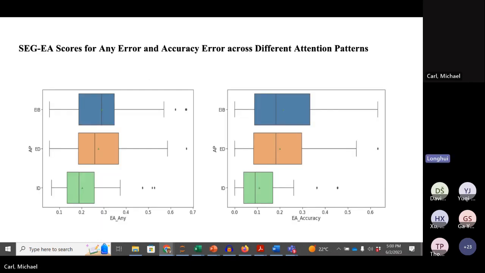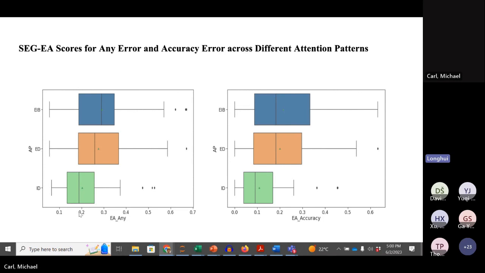And here, when we get the segment-wise error average scores for each error label, we can also see the relationship between the attention allocation patterns of the interpreters and their interpreting performance. These three attention allocation patterns, we have talked about yesterday. We have eye dominant interpreter, ear dominant interpreter, and eye-ear balance interpreter. Ear-eye balance interpreter, actually.